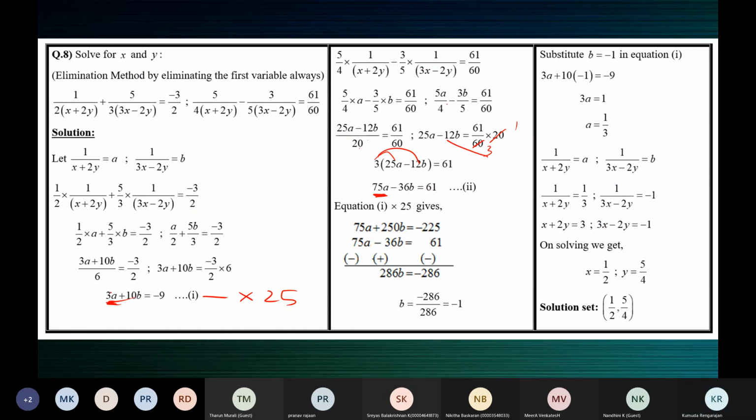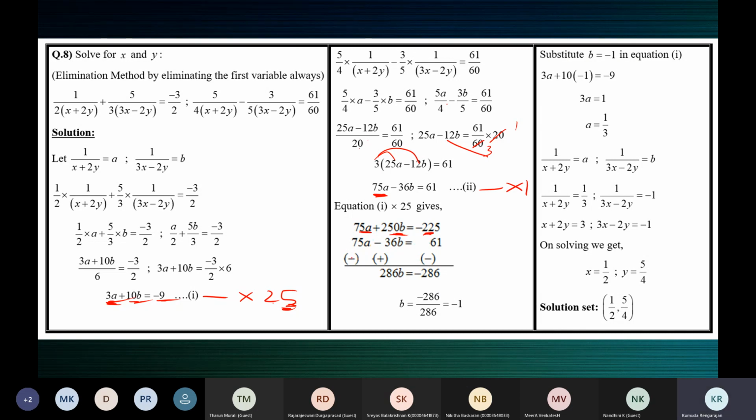So that will be 3a into 25, 75a, 10b into 25, 250b, minus 9 into 25, minus 225. The second equation, you're multiplying by 1, so it comes as it is.